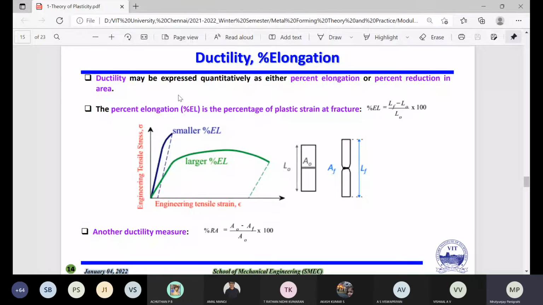Then next we have ductility and percent elongation. Ductility may be expressed quantitatively as either percent elongation or percent reduction in area. The formula is the final length minus the initial length, divided by the initial length, into 100. If you take the schematic diagram of the change of material, initially the area is A0 and you are finding now Af, and the length was, let's say, L0, and after deformation you are finding Lf. So you can find the percent reduction in area also, which we have done with some numericals: A0 minus Af by A0 into 100. Okay.